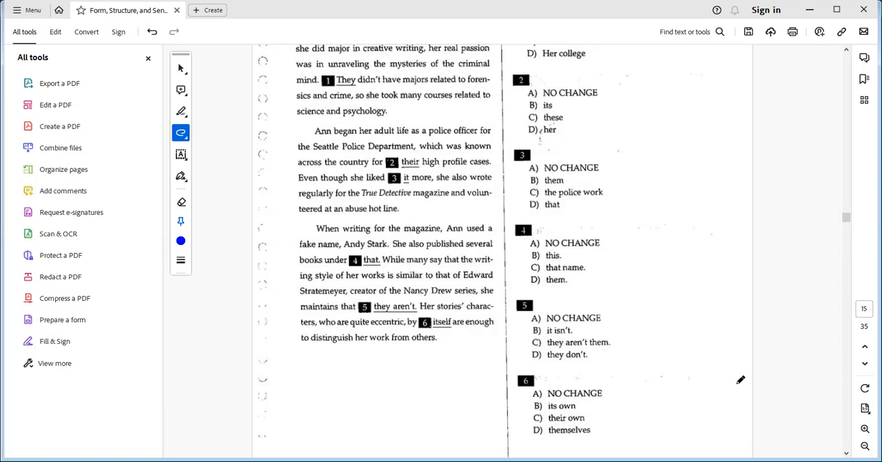Mazen, first one right. Second one wrong. Third one right. Fourth right. Fifth right. Sixth wrong. You also have 2 mistakes. Abdul Moneim. 1 right. 2 right. 3 right. 4 right. 5 right. 6 wrong.